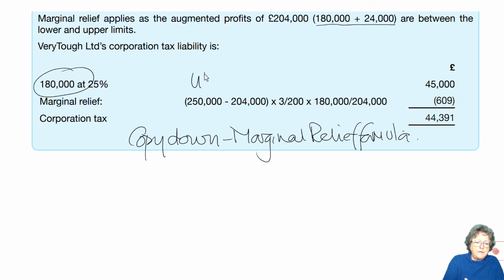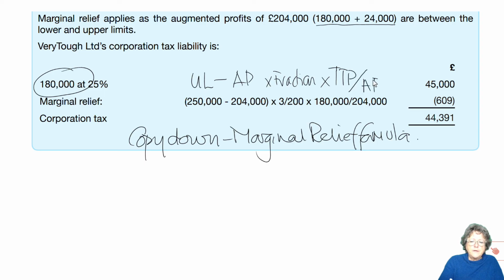It's the upper limit minus augmented profits. Didn't look right when I did it. Times the fraction times TTP over augmented profits. There you go. It's easy to make it too wrong. I said this was a very tough one and I was right. Okay, always copy down the fraction. I've shown you there, that's what happens.